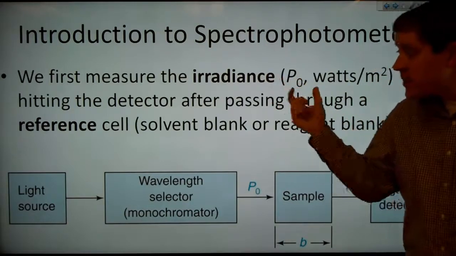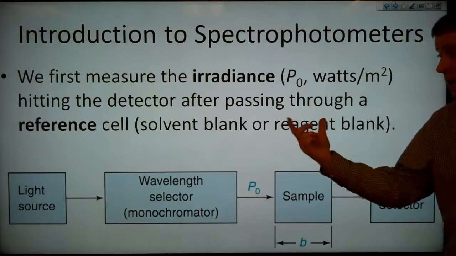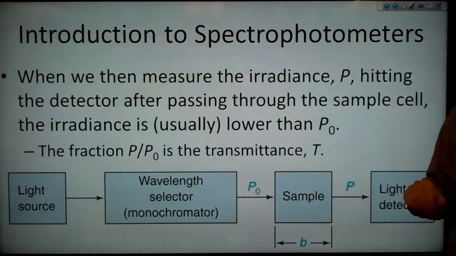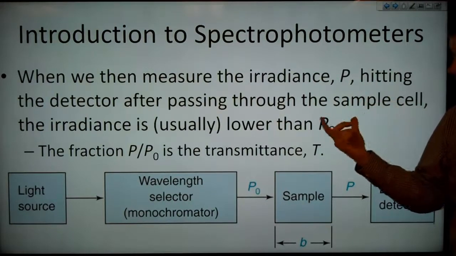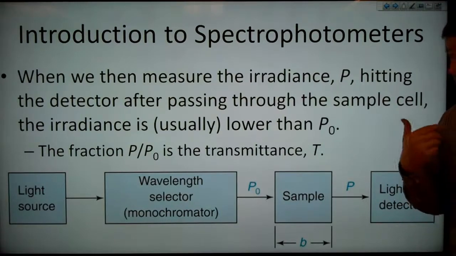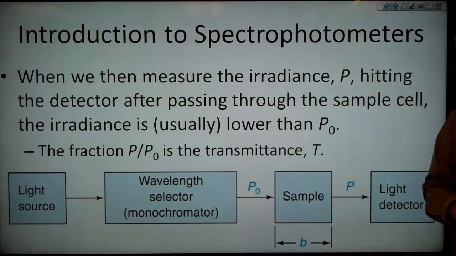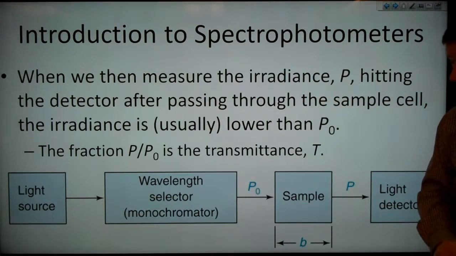We measure that irradiance hitting our detector after passing through the reference cell, which is the solvent blank or reagent blank. And then we measure our irradiance P hitting the detector after passing through the sample cell with the sample in it. And the irradiance P is usually lower than P0. And then the fraction P over P0 is our transmittance T.